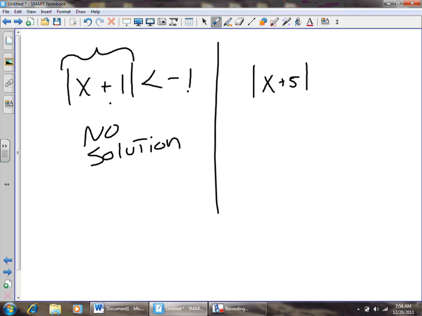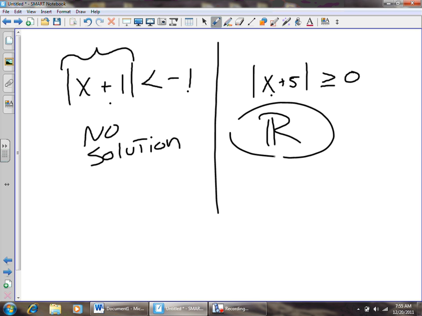of x plus 5 has to be greater than or equal to 0, or greater than or equal to a negative number. That will be true for all real numbers. No matter what I put in for x, I will get at least 0 or a number greater. That'll be an all real numbers solution. Okay, any number for x works.